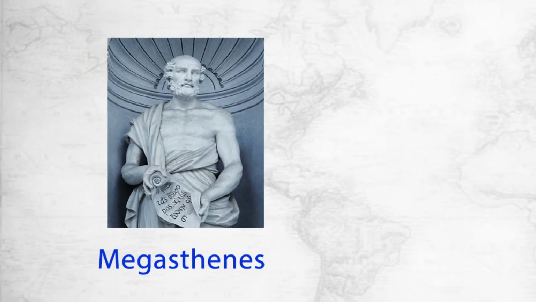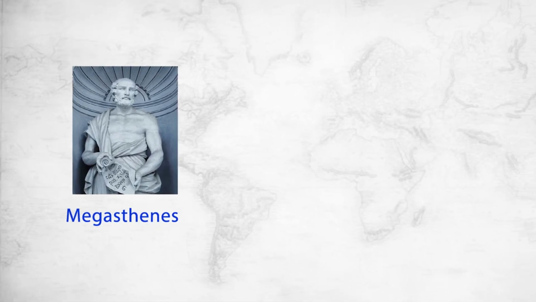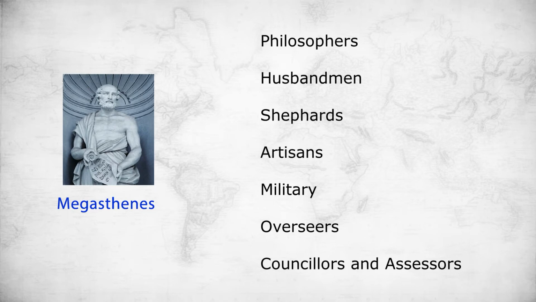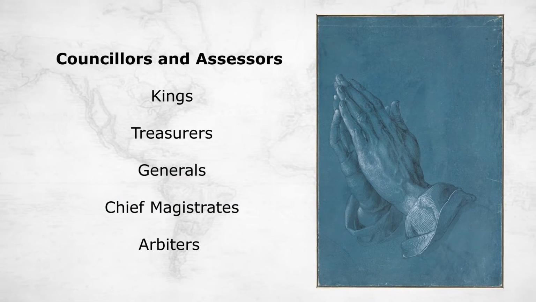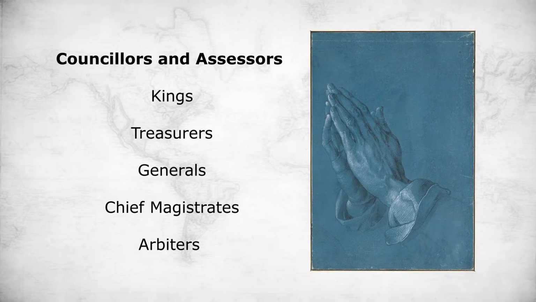Megasthenes described the following 7 castes, or more appropriately 7 divisions in the social structure of Gangaridai: philosophers, husbandmen, shepherds, artisans, military or overseers, and counselors and assessors. These counselors and assessors were the most respected fraternity. Kings, treasurers, generals, chief magistrates, arbiters who settle disputes, etc.